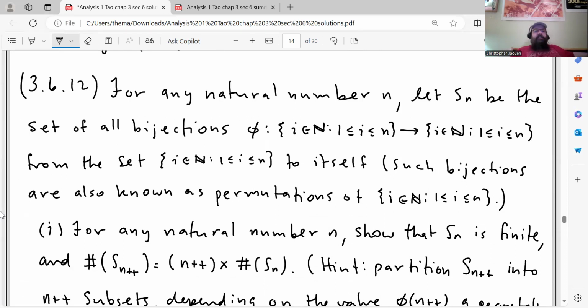All right, 3.6.12. For any natural number n, let Sn be the set of all bijections phi from the set of all natural numbers from 1 to n to itself. Such bijections are also known as permutations.